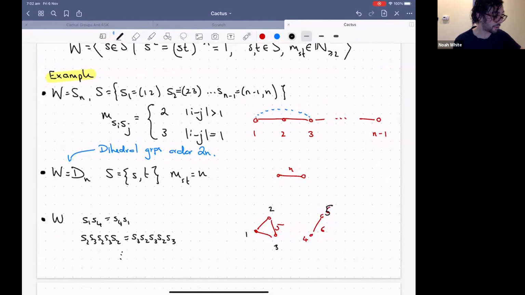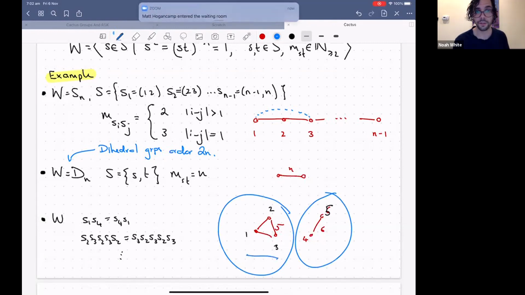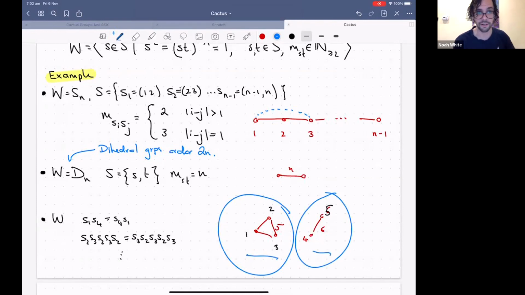And the other thing I want to say is this diagram has 2 connected components. So that means the generators in both of these connected components commute. And so this Coxeter group would actually be the direct product of the group given by this diagram and the group given by this diagram. Okay, so that will be something that comes up later.